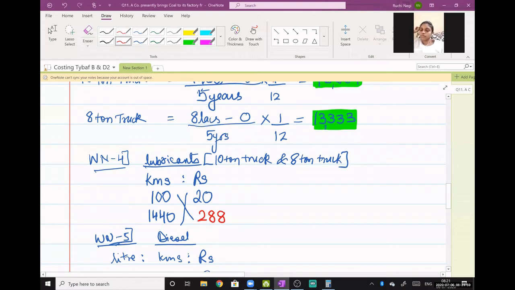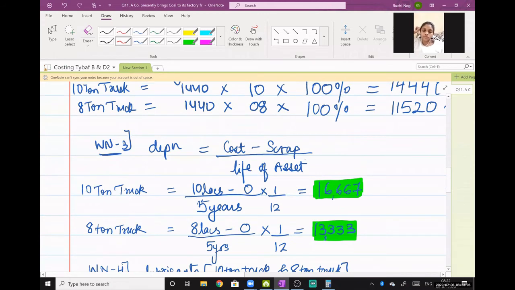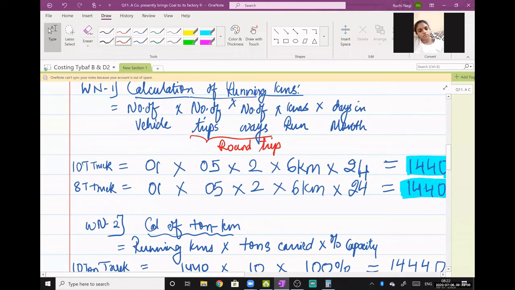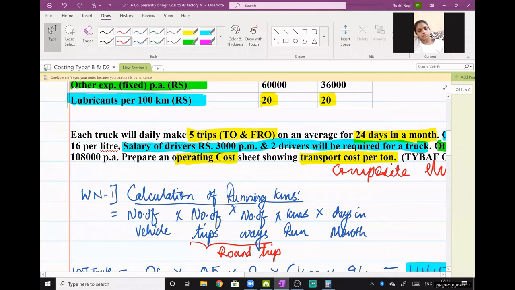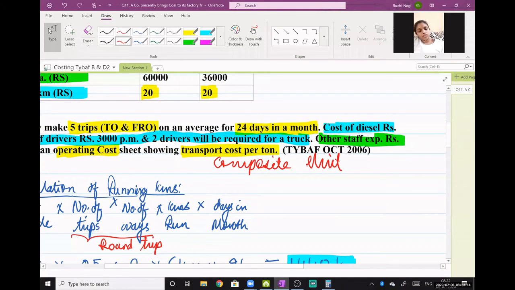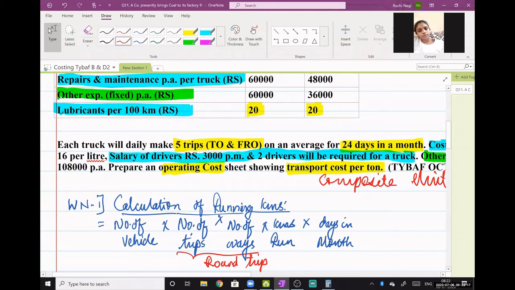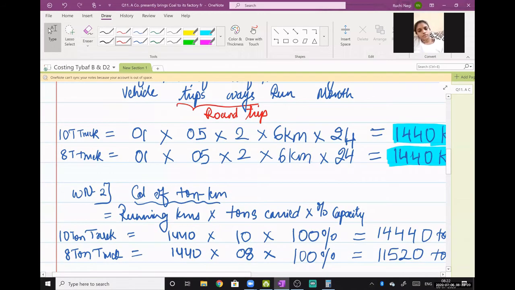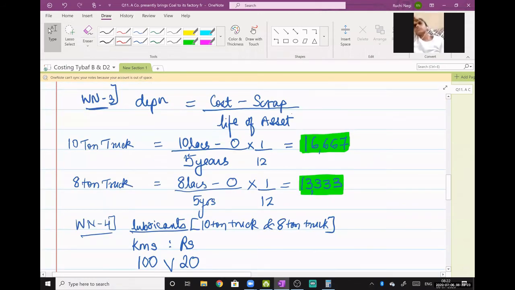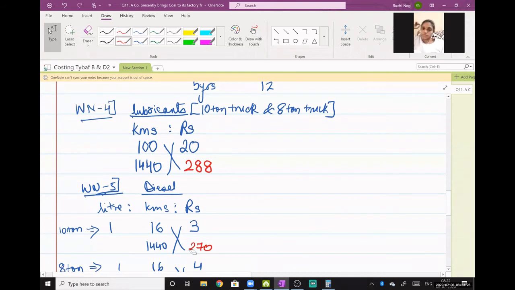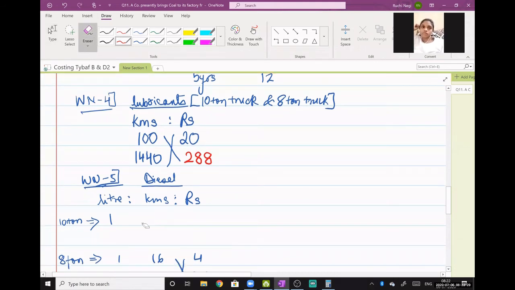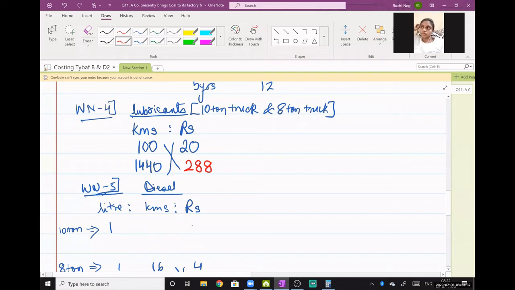Next, come to the calculation of diesel. The diesel information is: cost of diesel is rupees 16 per liter. So for 1 liter it is 16 rupees.